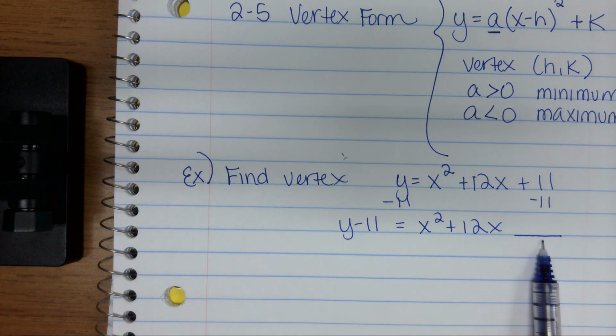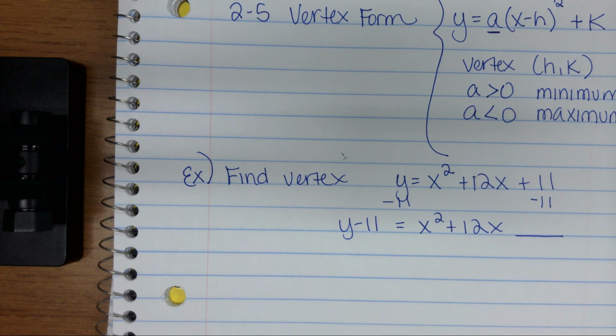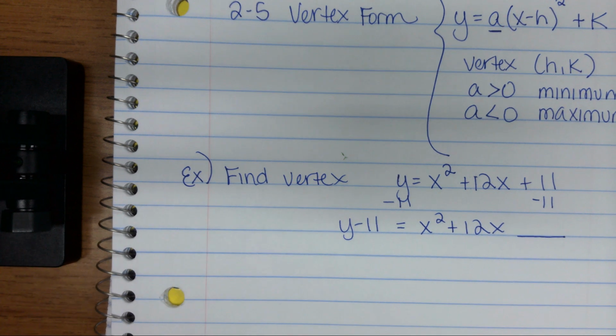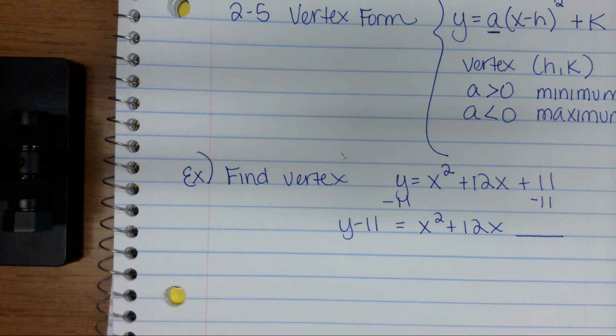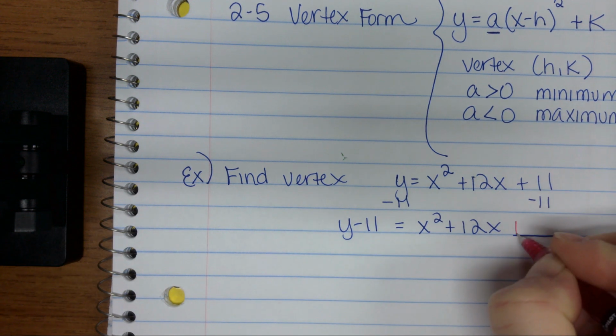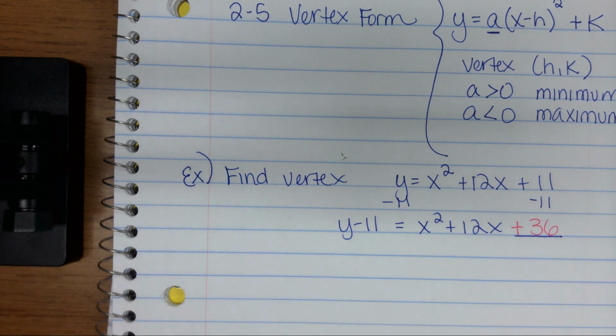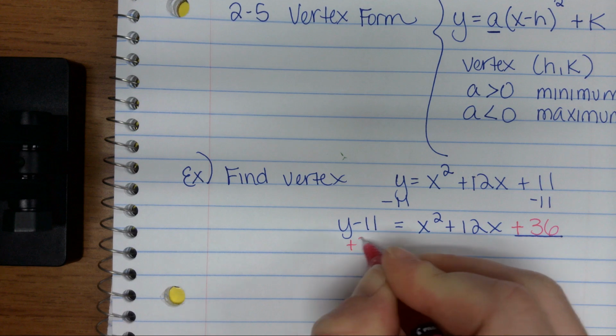Okay, you're doing such a nice job with this. What goes there? Talk to somebody around you about what goes there. I know you don't want to shout it out loud. Okay, what did we say? 36. Okay, I just changed the problem by 36. I'm going to now add 36 here.